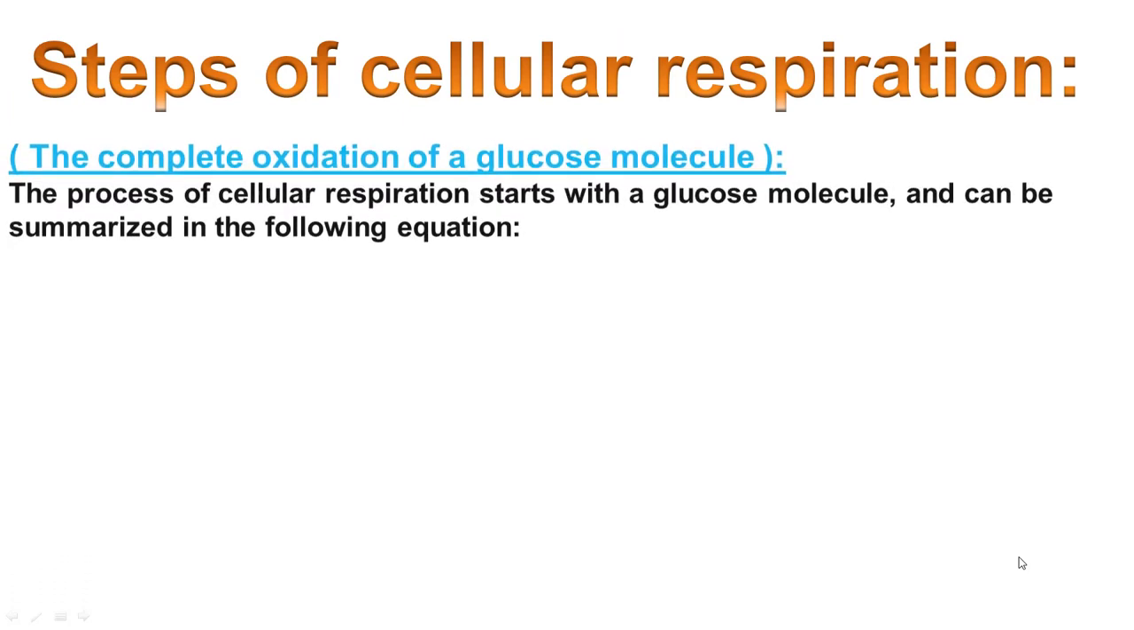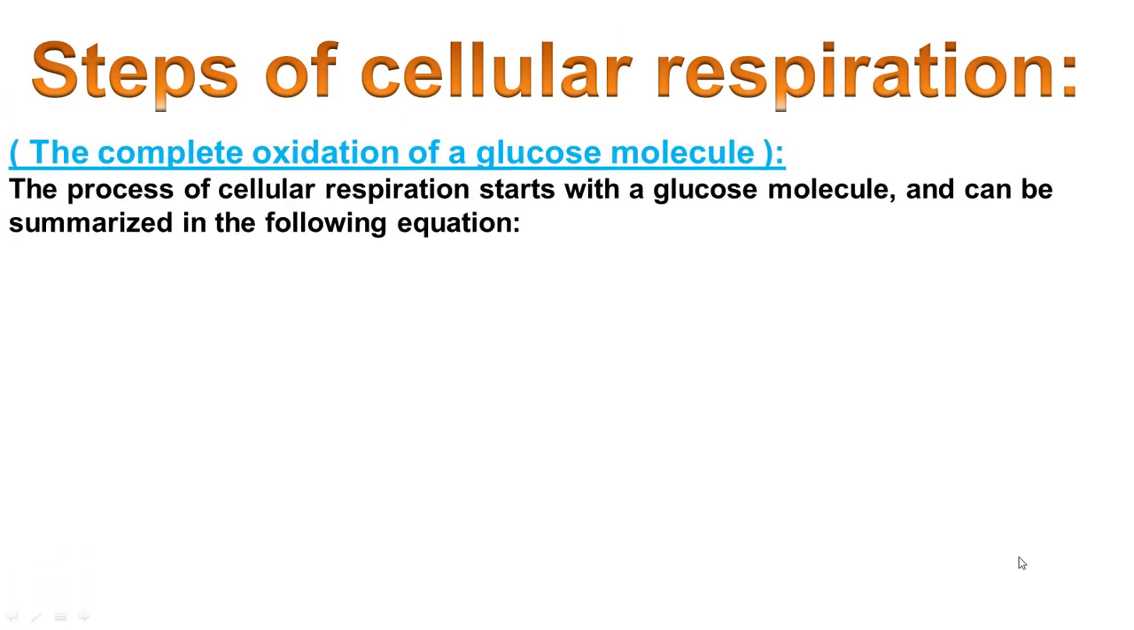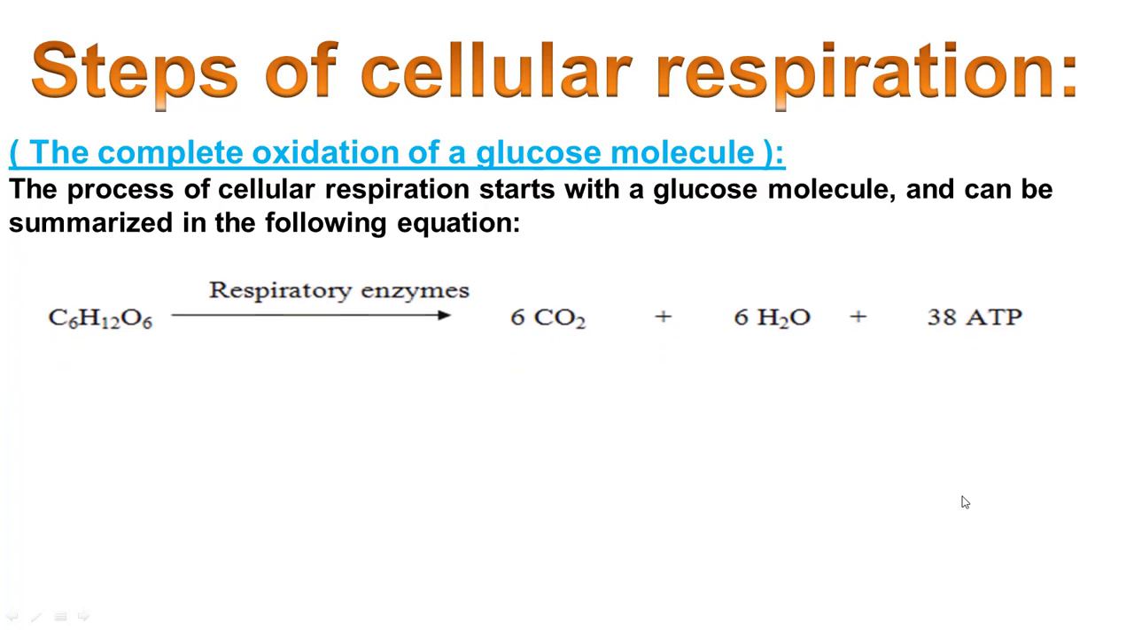Steps of cellular respiration. Cellular respiration occurs in 3 steps. This is the complete oxidation of glucose. Maybe the glucose is not completely oxidized, but here we are looking at the complete oxidation of glucose. The first step starts in the cytosol of the cell. Cytosol means the cytoplasm, empty of the organelles inside the cell. This first step is named glycolysis, and the second and third steps occur inside the mitochondria.